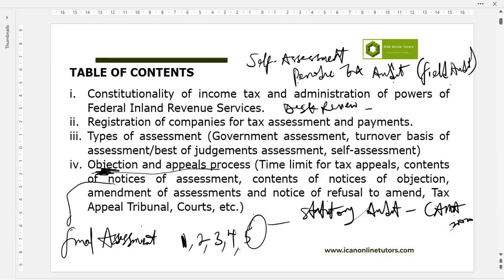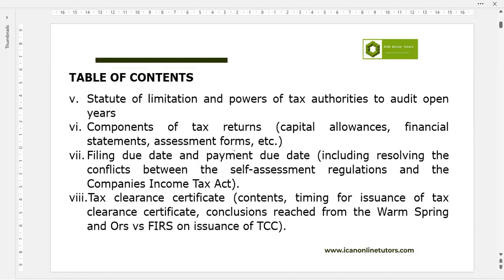These are the things we are going to look at as we progress in this class. I hope you will enjoy it. We also look at the statute of limitation and powers of tax authorities to audit open years. By law, they cannot audit more than, I think, 5 or 6 years, thereabouts.